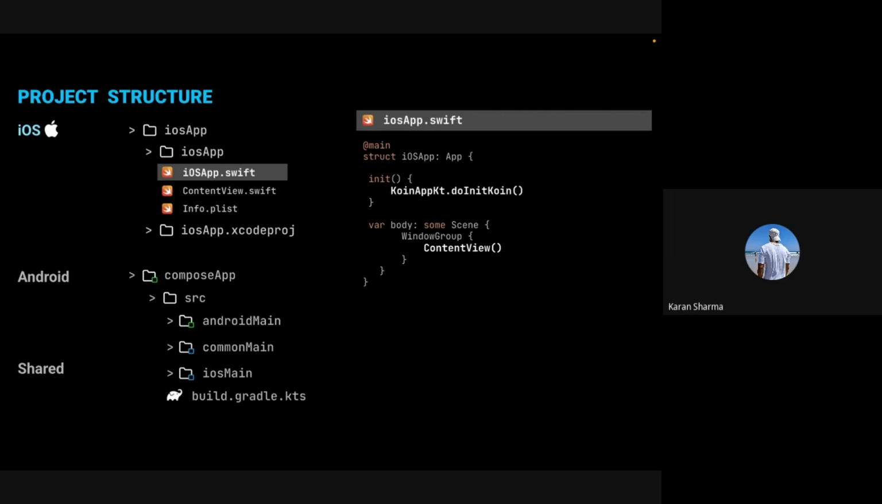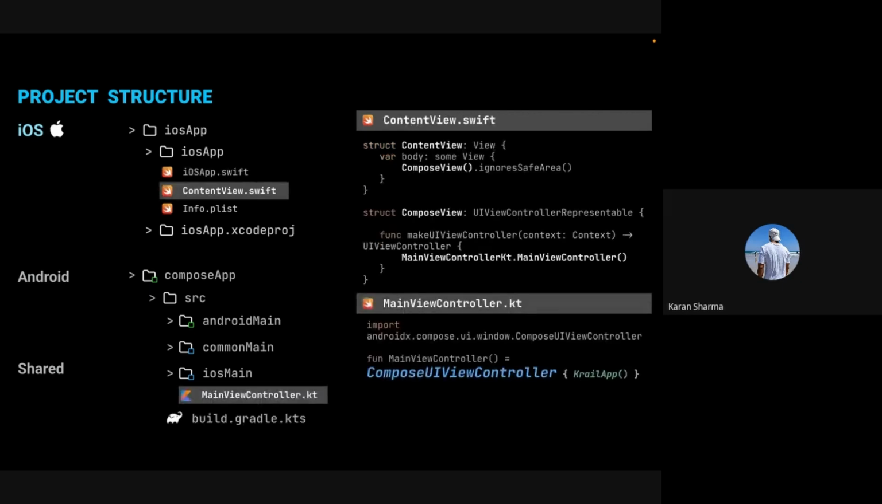Inside the init block, we are setting up the dependency injection framework using the Koin library. And inside the body section, we have ContentView. So ContentView is basically a SwiftUI view that is going to display whatever the user will see on the screen on an iPhone. So inside the ContentView, if you see, we have ComposeView. We are calling ComposeView. So ComposeView is basically a wrapper around UIKit. So now we're going from SwiftUI to UIKit.